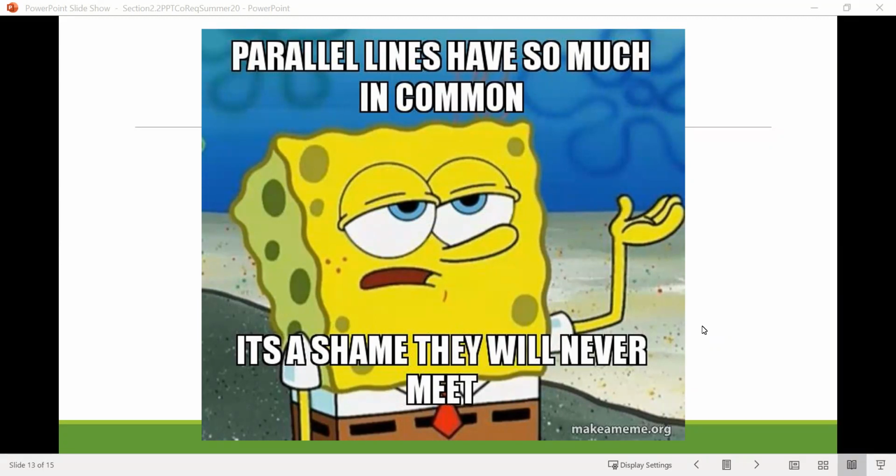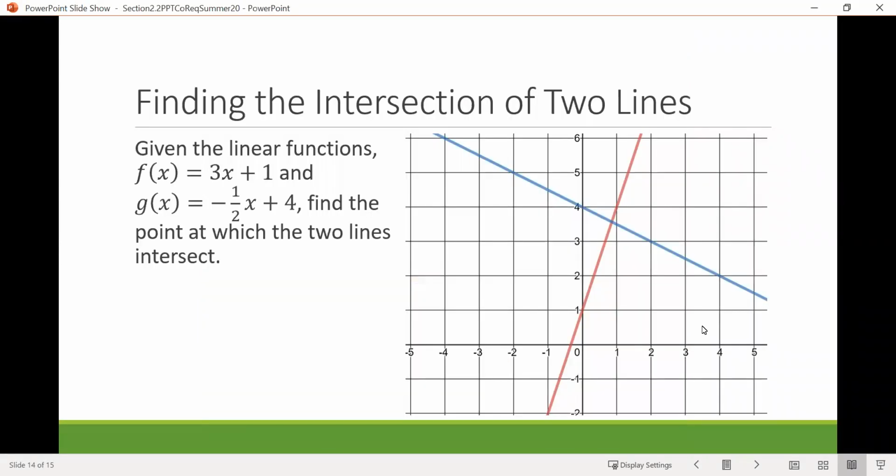Okay, so let's now talk about finding the intersection point of two lines. Here we're given linear functions f of x equals 3x plus 1 and g of x equals negative 1/2 x plus 4. Find the point at which the two lines intersect.